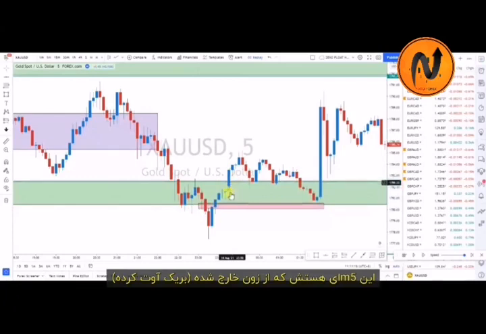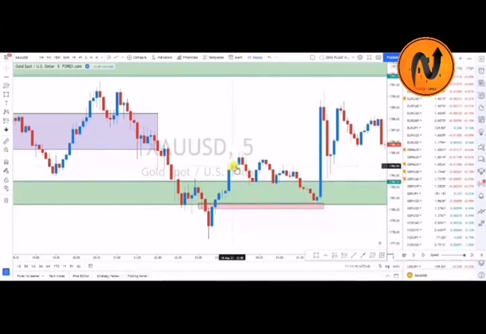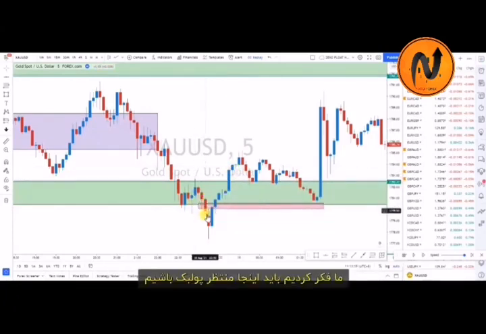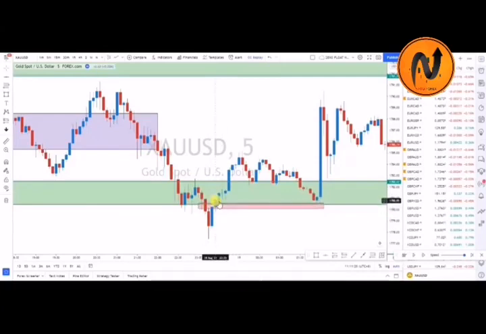This is the M5 that broke out of the zone. People thought that when price comes inside here, we need to wait for a pullback. After the pullback, we have to wait for confirmation of rejection. But there is no confirmation of rejection on the M5 time frame. Therefore, we do not take the sell trade in this area. Okay, guys? Because there's no confirmation of rejection, why would you want to trade a sell?